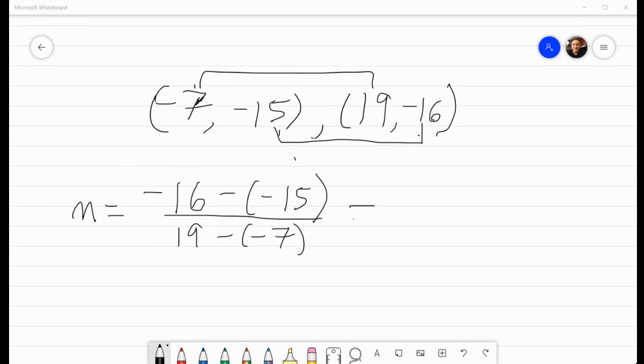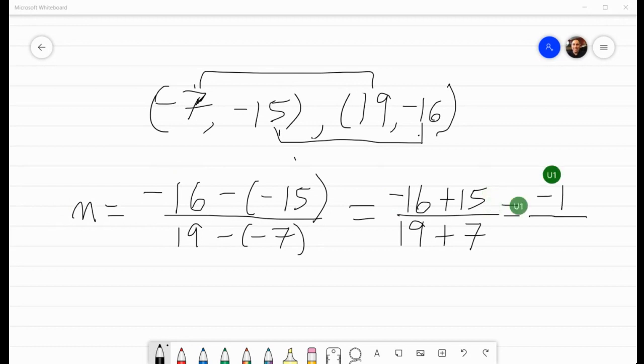I hope that helps. So doing this, what do we get? Well, on top, we get -16 plus 15. On the bottom, we have 19 minus negative, so it's 19 plus. Right? Minus a negative becomes addition. And so what we get is on top, we get -1. On the bottom, we get 26. That's the slope.